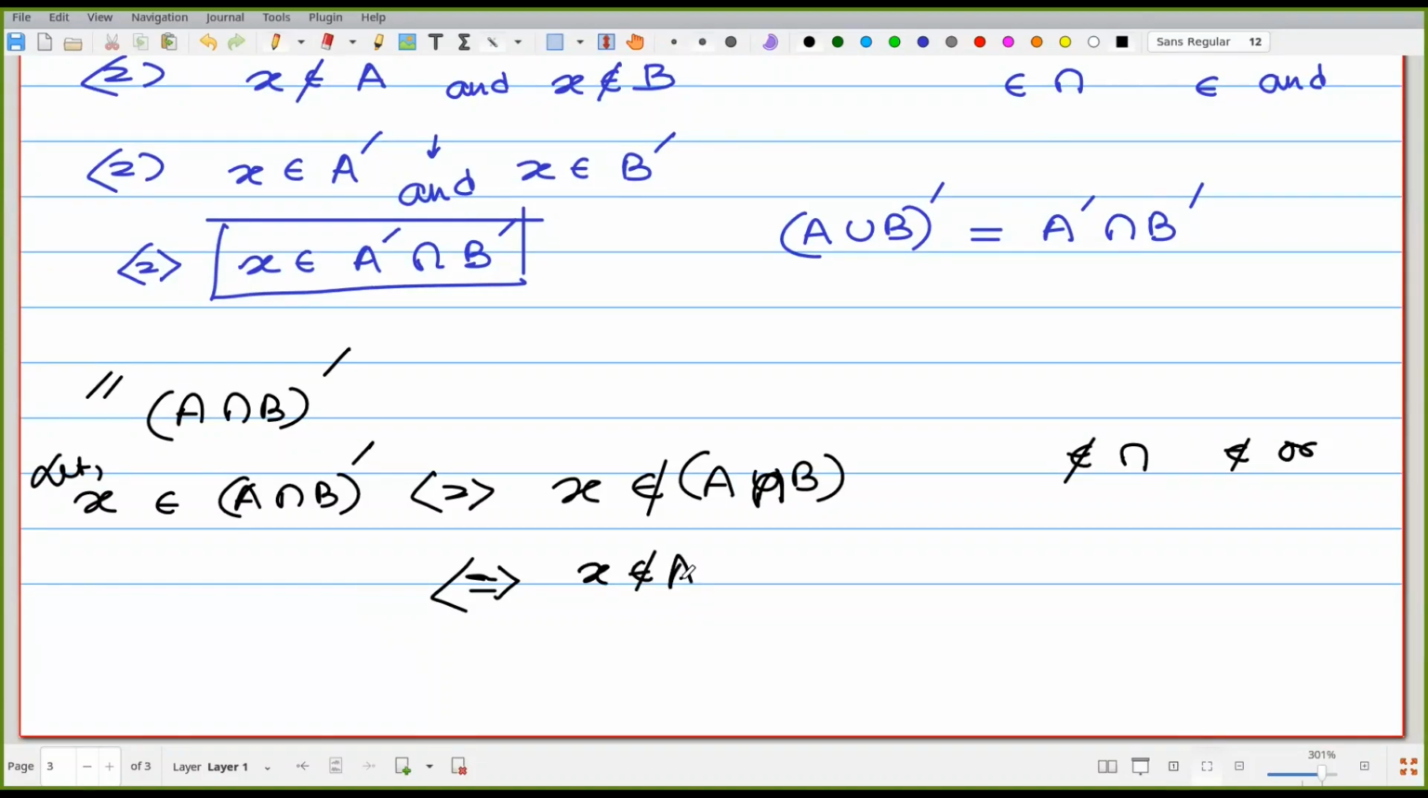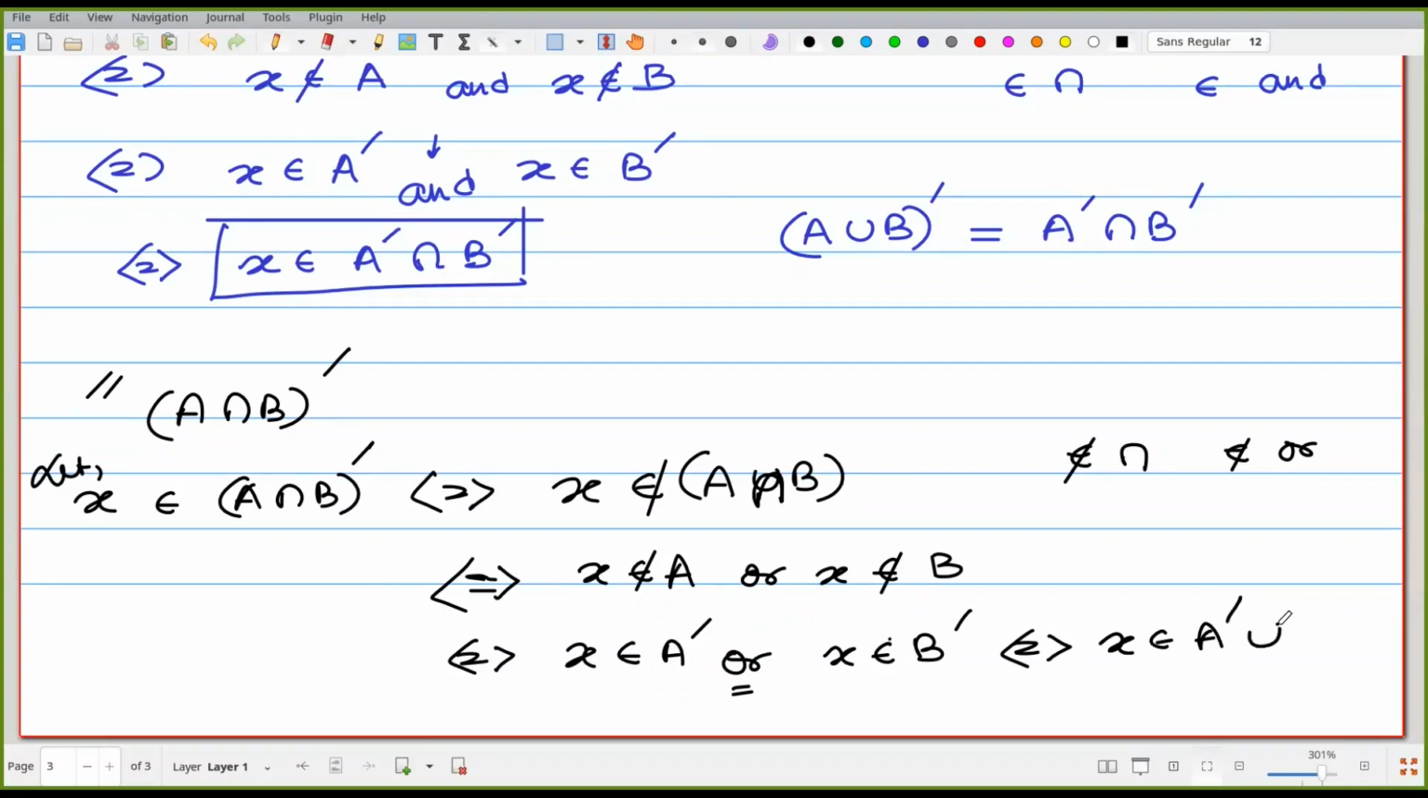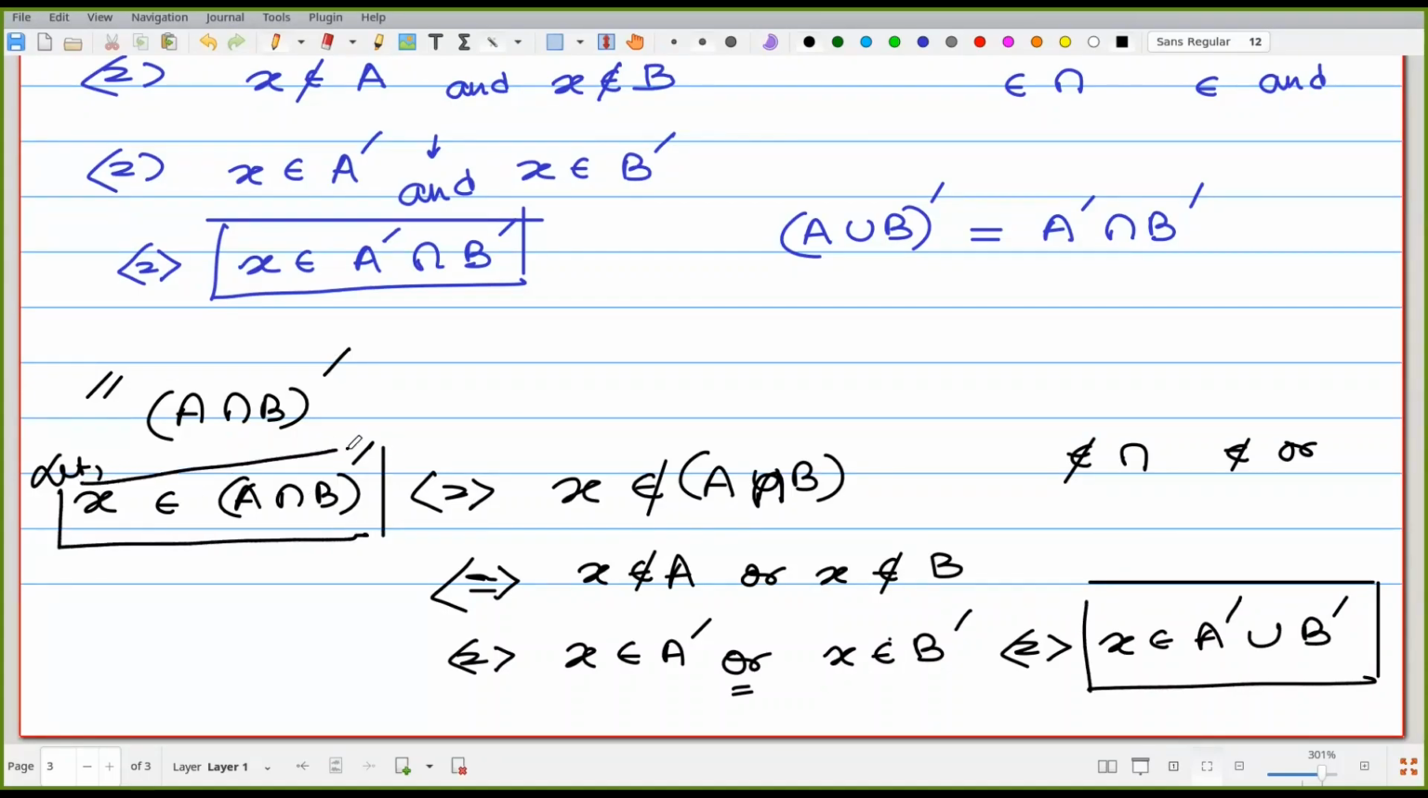So x does not belong to A or x does not belong to B. Same as x belongs to A complement or x belongs to B complement. That implies OR and belongs to, so x belongs to A complement union B complement. So the same element belongs to (A intersection B) complement and A complement union B complement. So we may write it as (A intersection B) complement is equal to A complement union B complement.